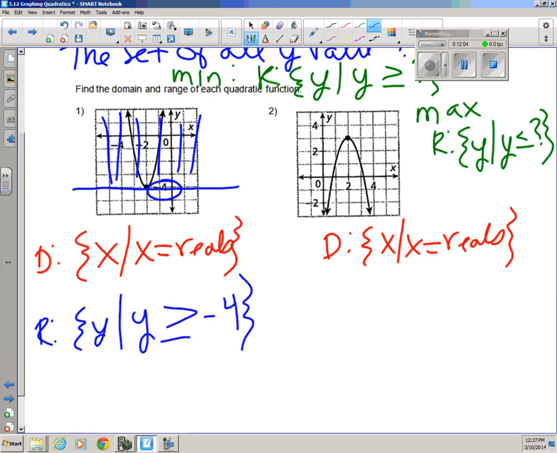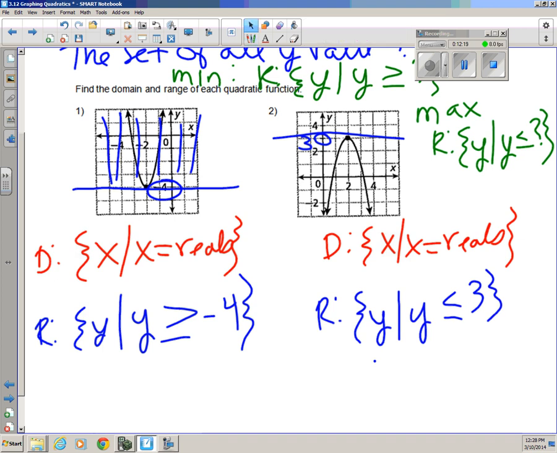Now take a look at graph number 2. My vertex happens to be the max, and it goes through this point, which is 3. So my range is the set of all y's such that y is less than or equal to 3. That's all you have to do for domain and range. That's it. It should not be hard.